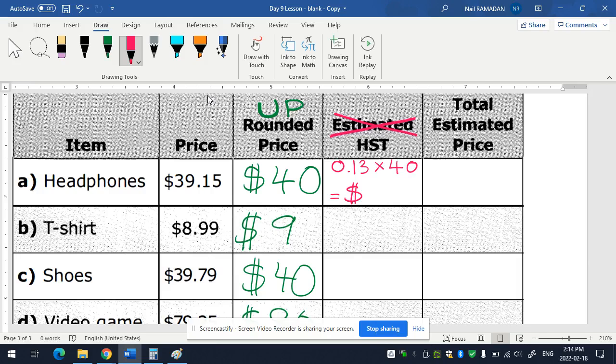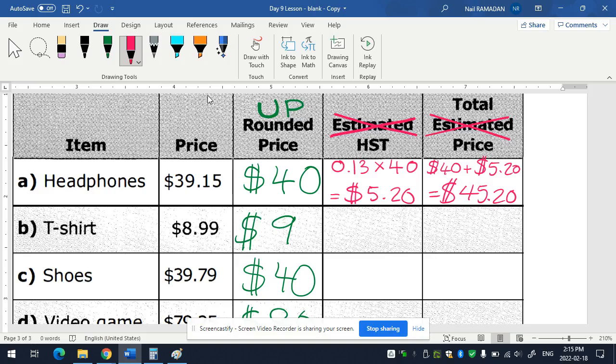So what's 0.13 times $40? 13 times 40 is 520. Yes, $5.20. So what's the total price? Forget the word estimated. I'm going to add 40 plus 5.20. 40 plus 5 is 45. So if you have $45.20 on you, you are definitely going to be able to buy the headphones retailing for an actual slightly less price of $39.50.